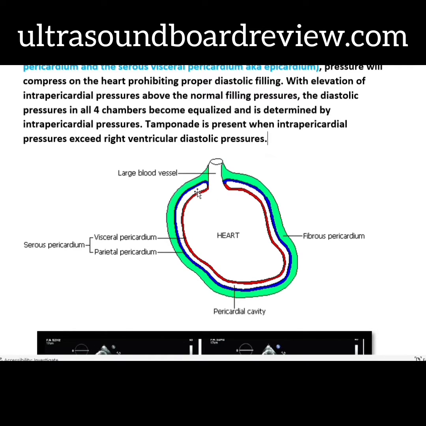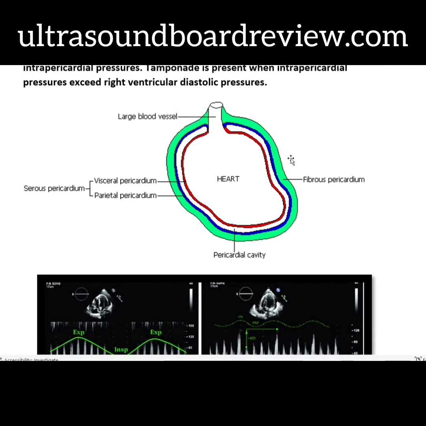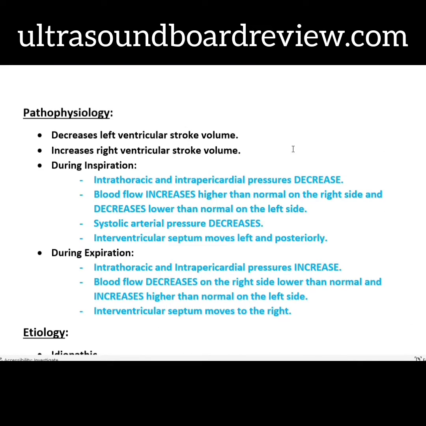So if you're asked where you would find fluid in pericarditis or in a patient with tamponade, you're going to look in between the visceral pericardium and the parietal pericardium, or the epicardium and the parietal pericardium. And then the fibrous is the very outer portion of the pericardium. What you have to know for your boards is, what does tamponade do when a patient breathes in and breathes out?